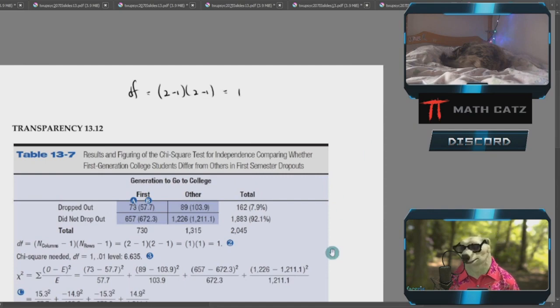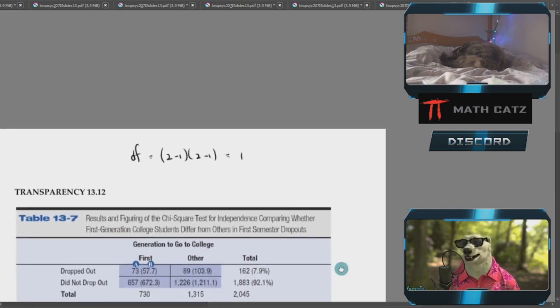So let's do that. Not showing too much. Let's just show the table first because there's still work to be done on the table. A lot of things are filled in here. Originally, I only have the 73, 657, 89, 1226. I calculate all these totals. And then I ignore the column variable and just look. Dropped out is 162 out of the 2045. That's 7.9%.